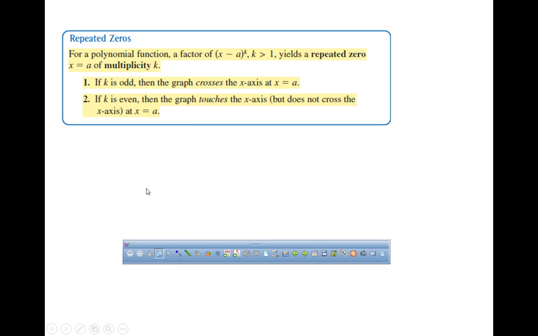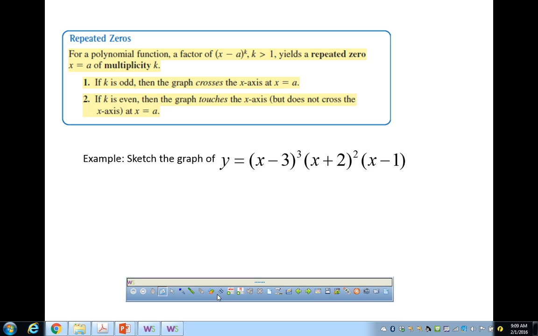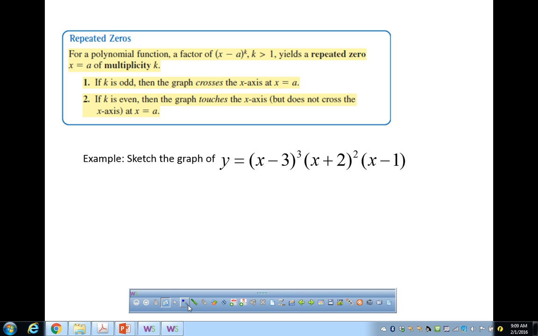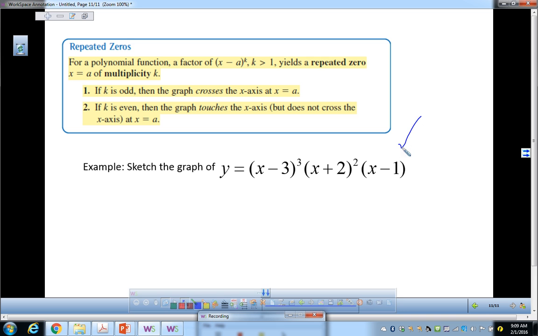For example, I think I have an example. Here's one. So if I were going to graph this one, what is the degree of this polynomial? What's the degree? The degree is 1? No, of the whole thing. If I multiply it all out, what would it be? X to the 6, right? So the degree is 6. So how is it going to start and end? Is it going to start and end like this or like this? It's going to start and end like a right side up parabola, because it's even and it's positive.